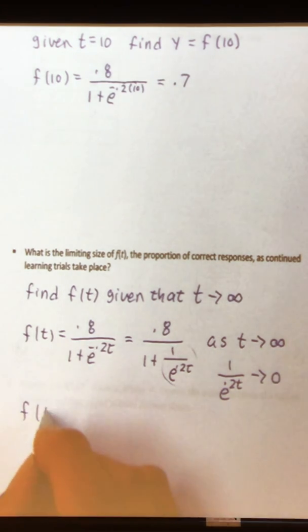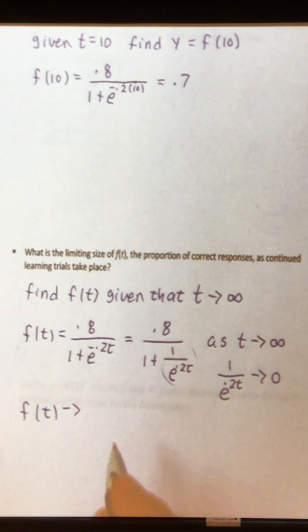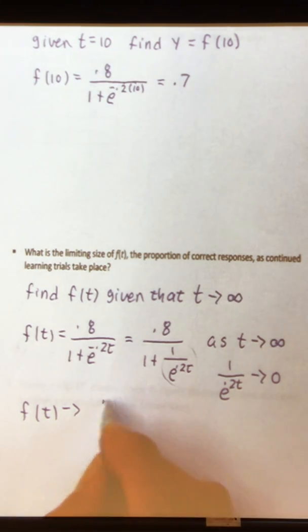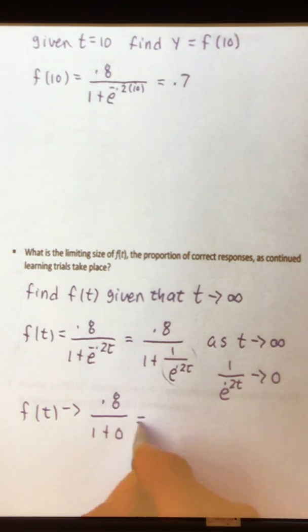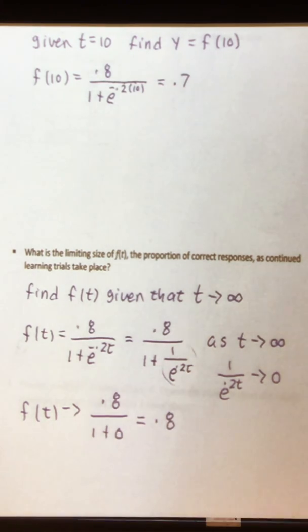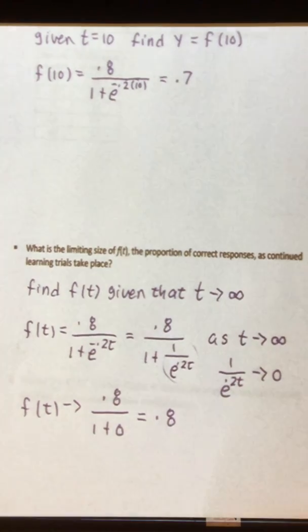So f of t, the number of learning trials, as t grows without bound, will be approximately 0.8 divided by 1 plus 0, or 0.8. Let's go on to problem number 3.